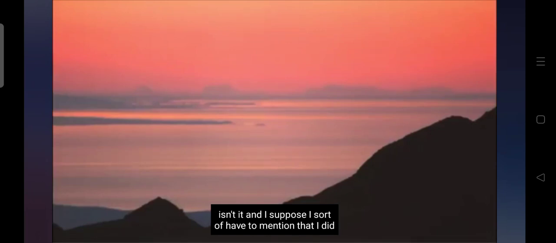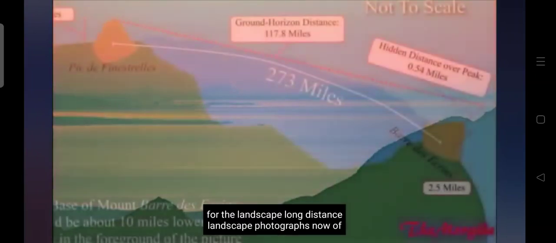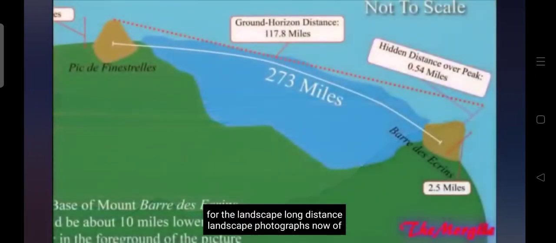And I suppose I sort of have to mention that I did reach out to the guy that took this world record holder for long distance landscape photograph a few years ago, and I asked him if he was a flat earther, and he didn't understand what I was talking about, why I was asking him this. And I explained to him basically what I'm telling you now, that his picture is good evidence of the lack of Earth curvature. And the dude really had no idea. He was just doing it for the long-distance landscape photographs.